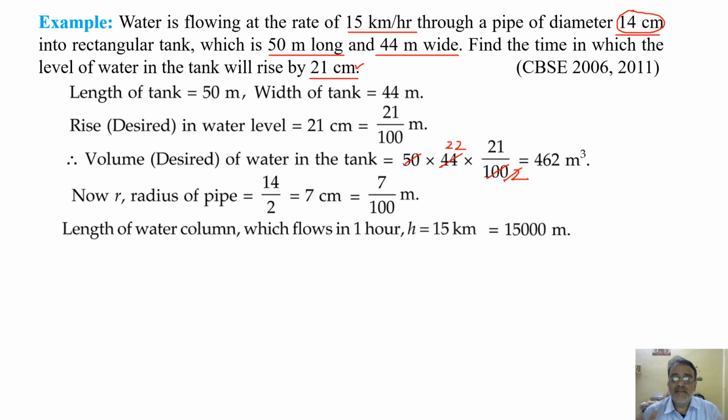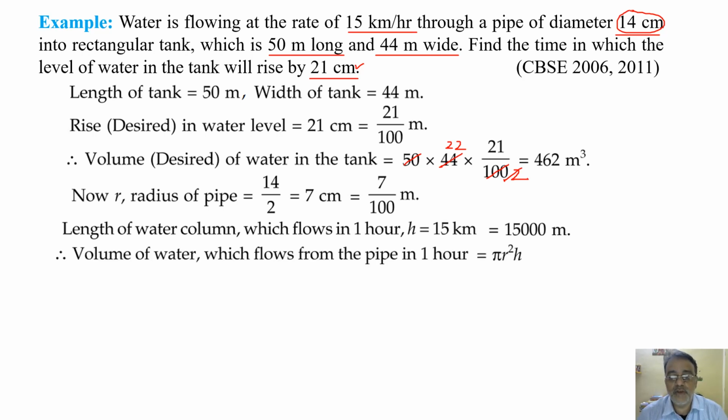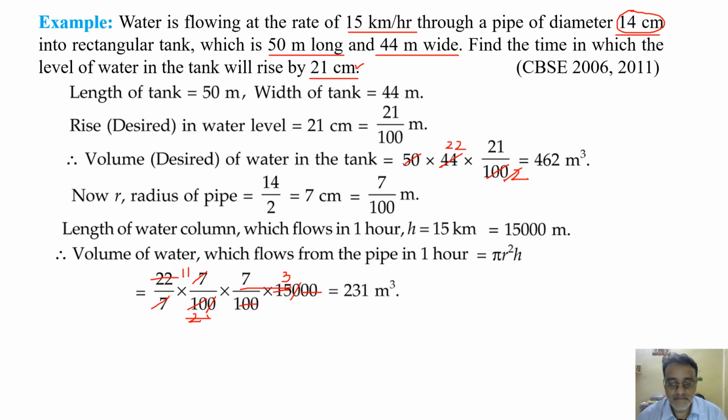So volume of water which flows from the pipe in 1 hour will be pi r square h, क्योंकि वो सिलेंडर का शेप लेगा. So pi is 22/7, r is 7 upon 100, and h is 15,000. तो 3 0 हम लोग कैंसिल कर सकते हैं यहाँ पर, और एक 7 कैंसिल कर सकते हैं, और 5 2s, 5 3s, और ये 22 भी 2 से कैंसिल कर सकते हैं. सो हम लोग को मिल रहा है 21 into 11, that is 231 meter cube.